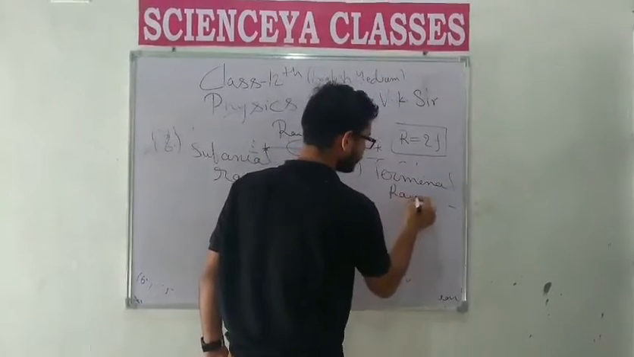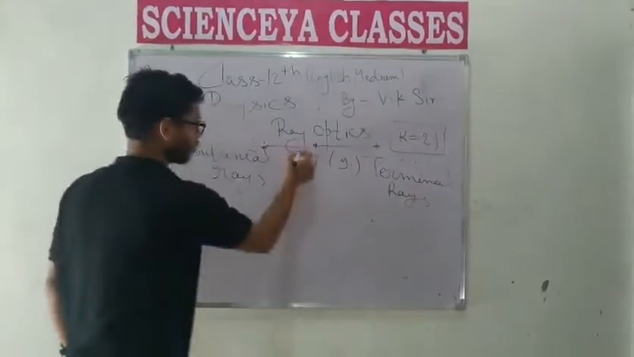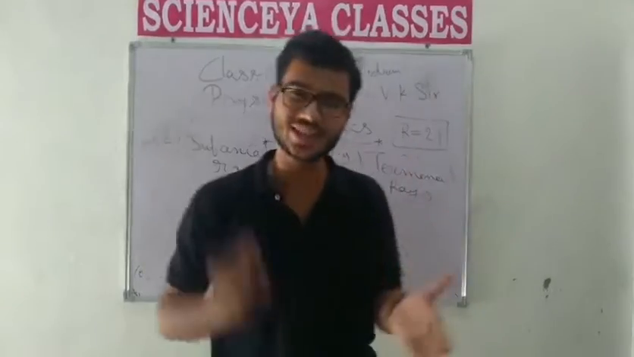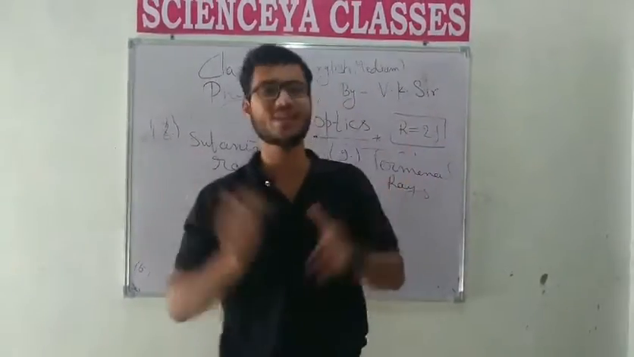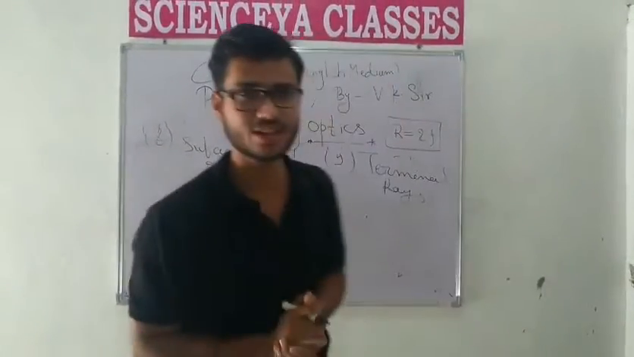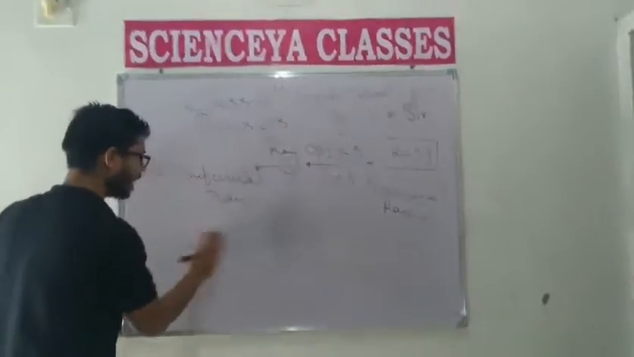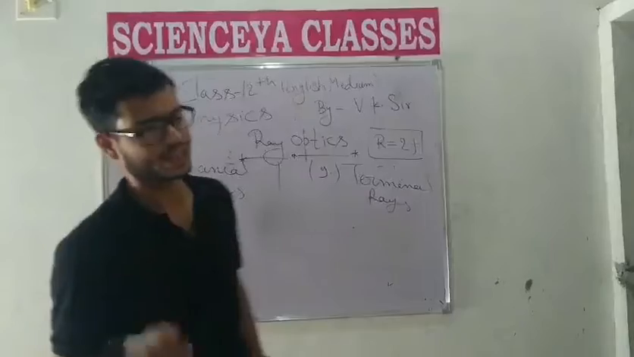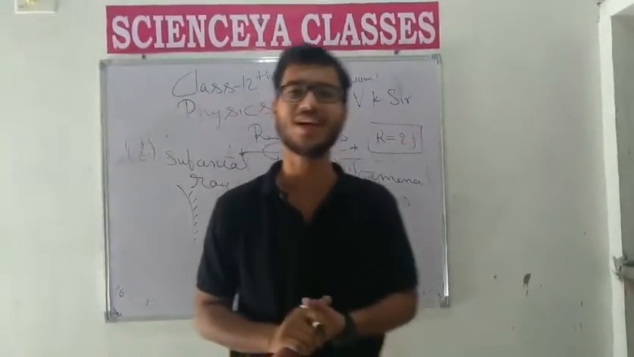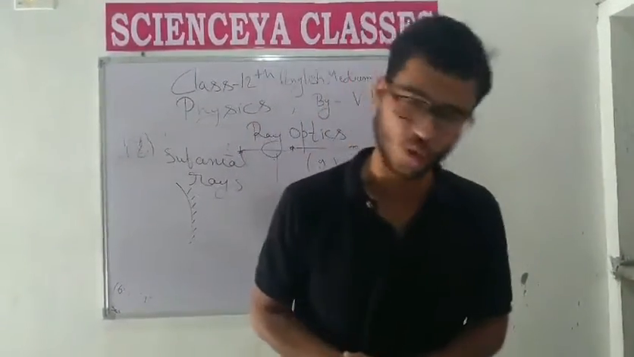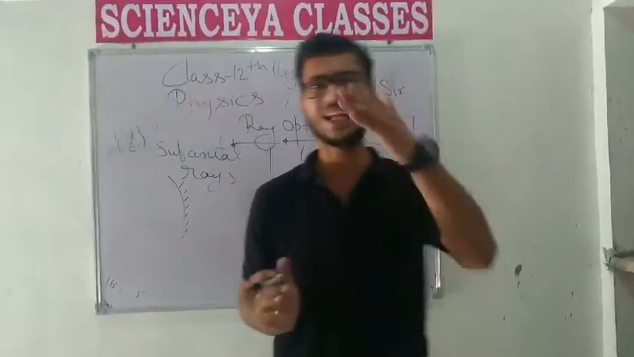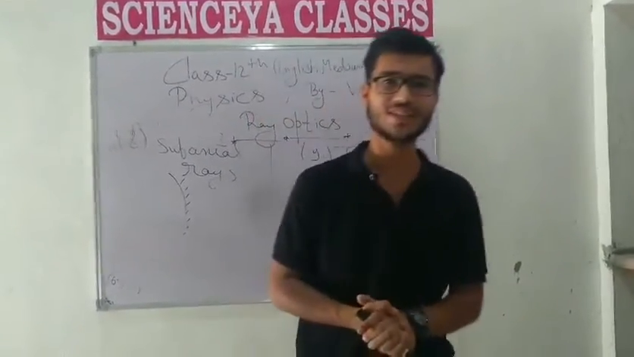So students, we do both work here: define subaxial and terminal rays, and find the difference between them. Suppose again a concave mirror. Students, we are using a concave mirror for maximum phenomena, because image formation by a convex mirror happens only in two conditions that we will discuss in upcoming lectures.